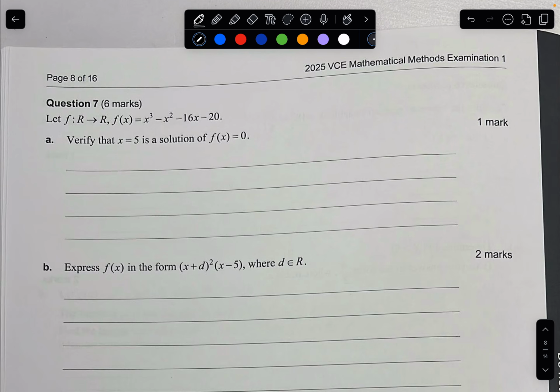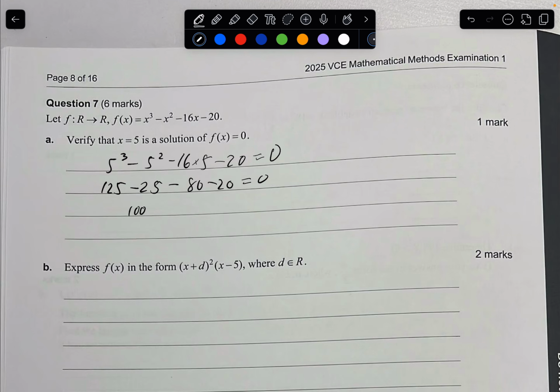Verify that x is 5 is a solution. So 5 cubed minus 5 squared minus 16 times 5 minus 20 equals 0. 5 cubed is 125 minus 25 minus 80 minus 20 equals 0. 100 minus 100 equals 0. Therefore, x equals 5 is a solution.